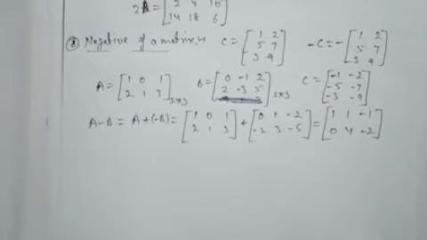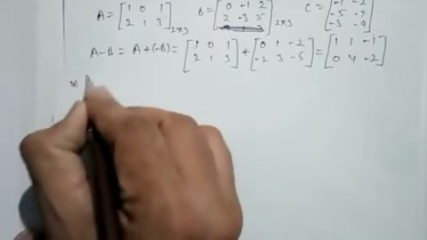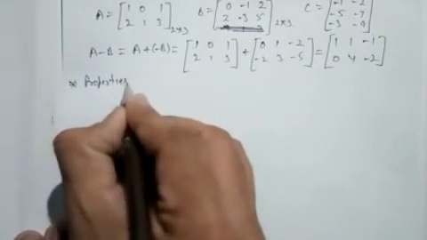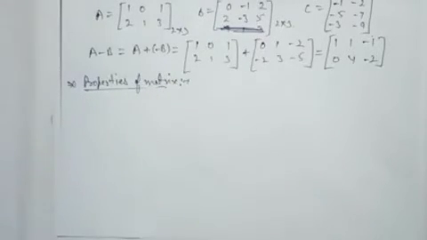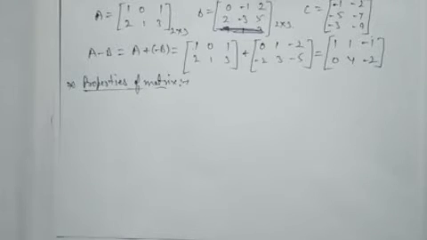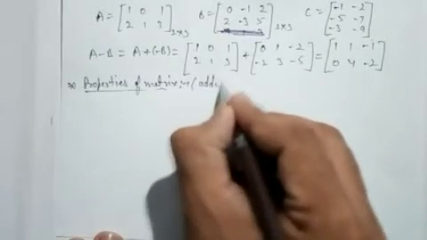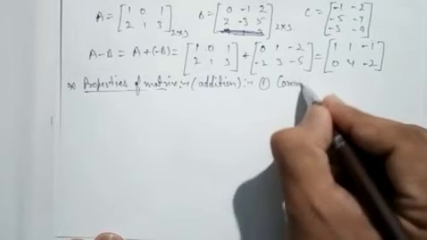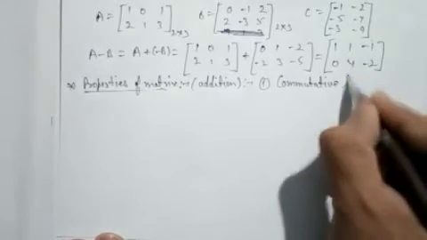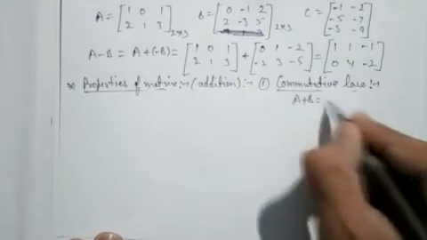Clear? Then properties of matrix. In properties of matrix, first is the commutative law in addition. Matrix addition is commutative. Commutative means A plus B equals B plus A.